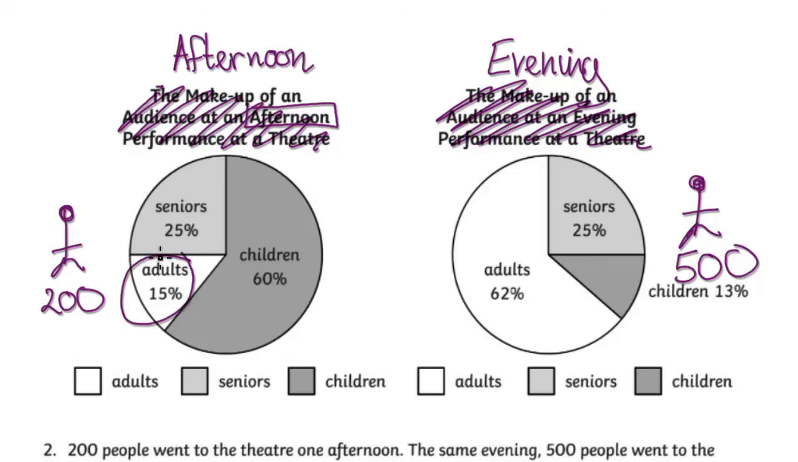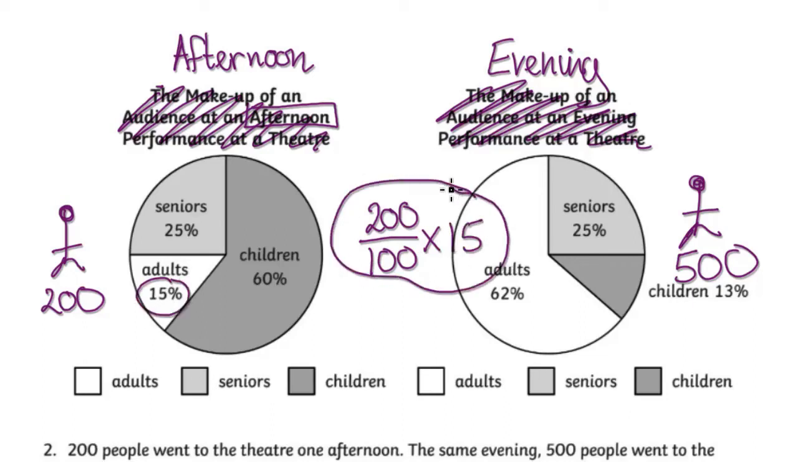So you're looking at this, but what you do is you get your whole population. Your whole population is 200. So get your whole population, cut it up into 100 pieces, because when you're working with percent, you're working with 100 pieces. So get your whole population, cut it up into 100 equal pieces, and then here you're getting 15 pieces. So this thing here represents the number of adults.